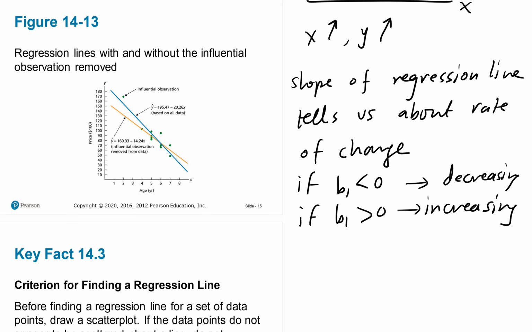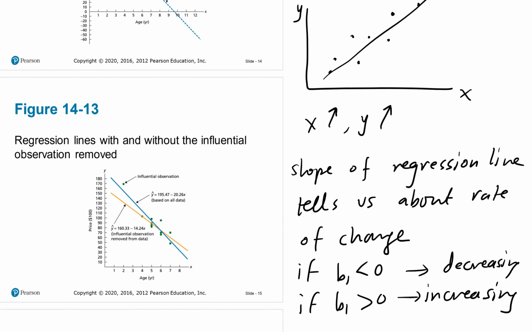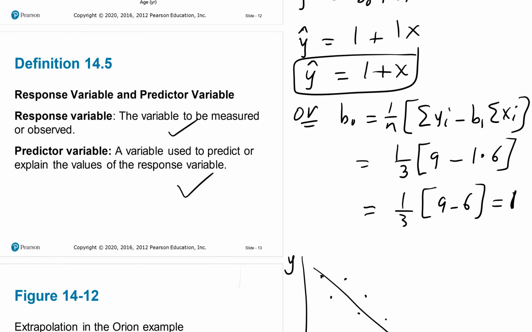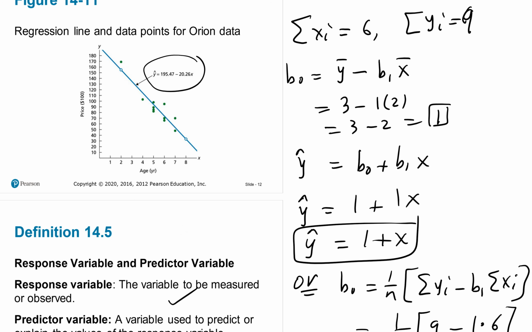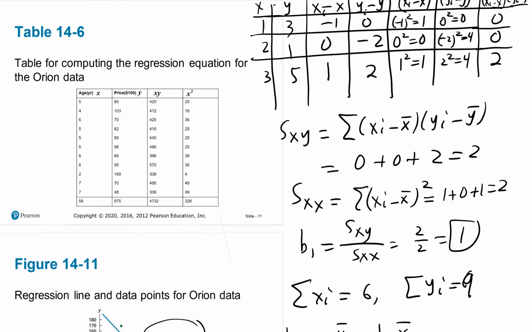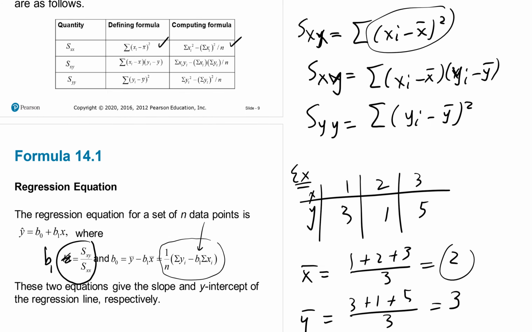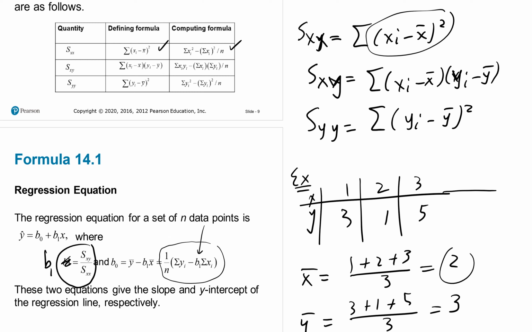Another thing to know is, when you want to find the predicted values for the previous example, if I want to find when X is 4, all I have to do is substitute it in the regression line. That would give me 5. So from this table, if I want to predict the value for 4, that would be 5. If I want to do it for 5, that would be 6, and so on and so forth. That gives us the predicted values.